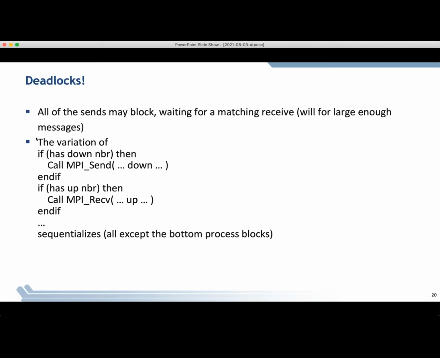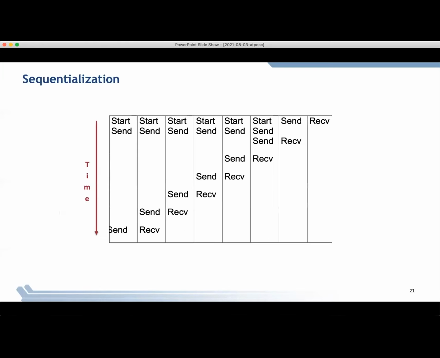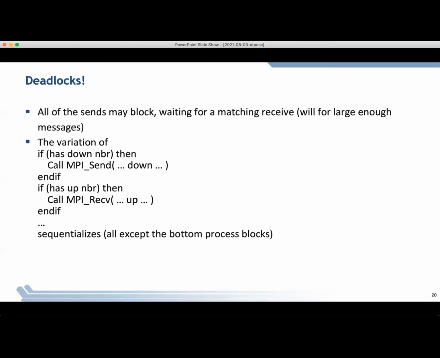So we have a partial solution to this. We have a branch here. We can solve this deadlock problem if we add a branch to say: if I have a down neighbor, call MPI send; if I have an up neighbor, call MPI receive. What this does is avoid the deadlock, because all of the processes at the bottom of the mesh or the grid that we showed will now start by receiving. And so the processes that are sending down will have a receiver ready to receive their data. But this is still using all blocking operations.